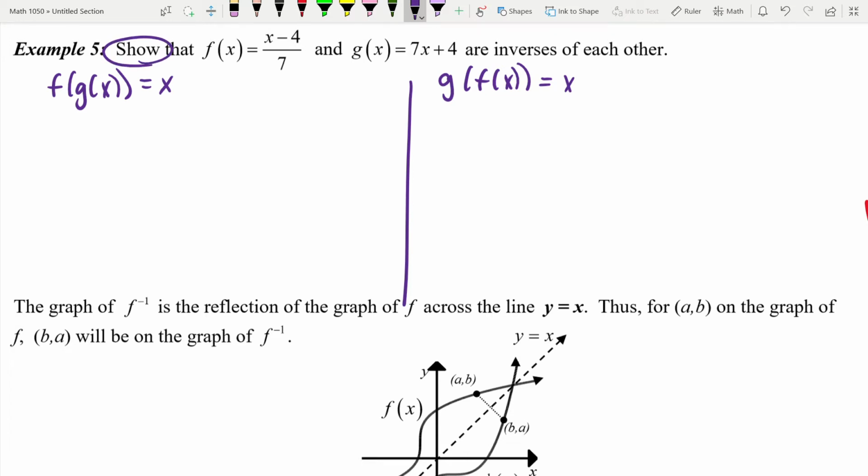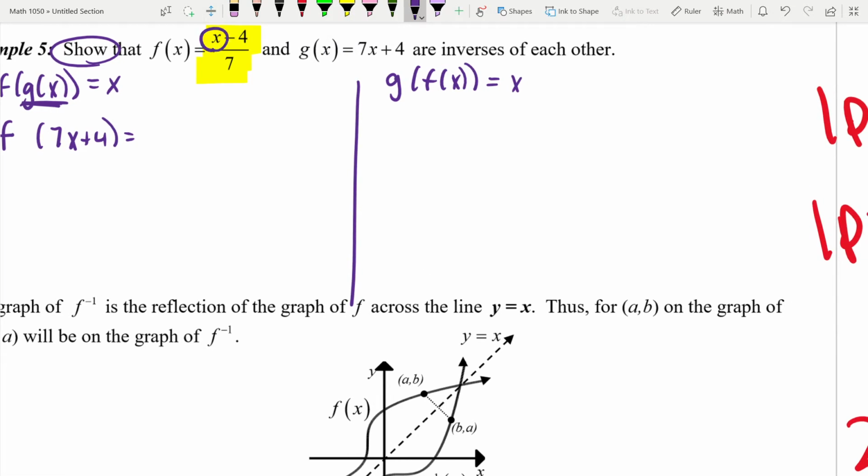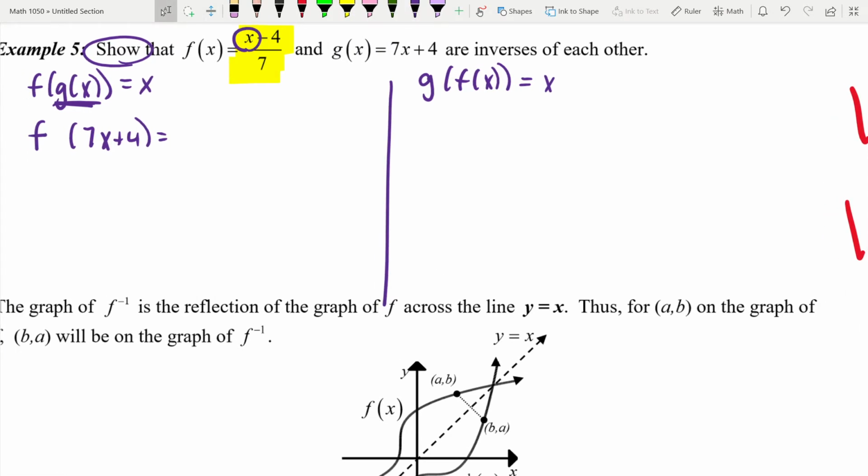Okay, everybody watch closely. See this g of x? Replace it with what g of x is, which is 7x plus 4. So now I'm finding f of 7x plus 4. So I go into this yellow f of x. Right here, where I see an x, I replace it with 7x plus 4. So I have 7x plus 4 minus 4 over 7.